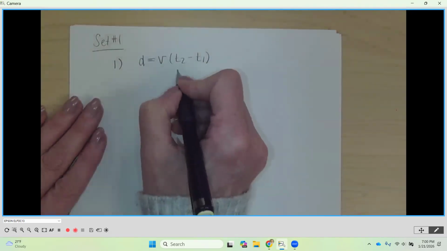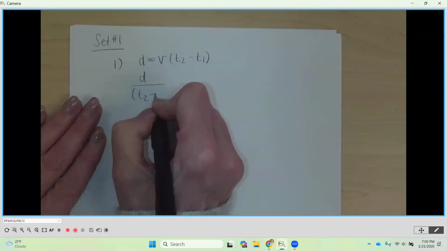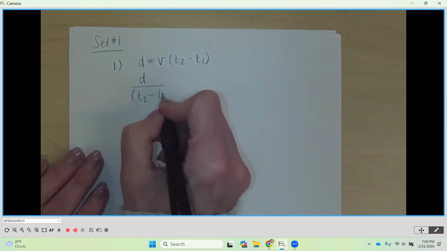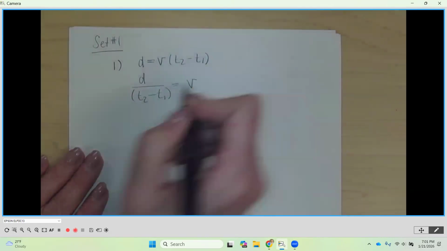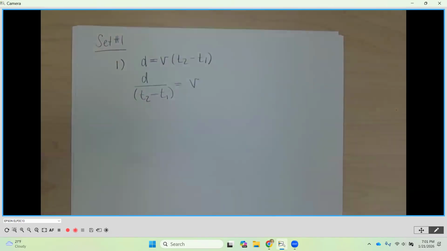So all I'm going to do is say D divided by T2 minus T1, underneath, is equal to V. And that's it. If you wanted to, some people like to put that intermittent step where you have divided by on both sides and then it cancels. Feel free to do that. This is the minimum I need. If you want to add extra steps, that's totally fine.